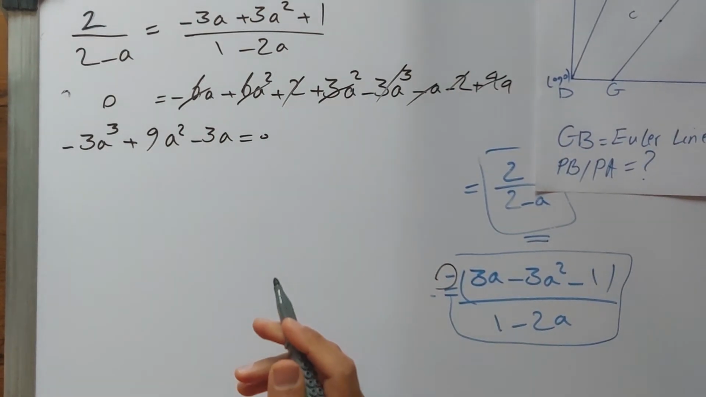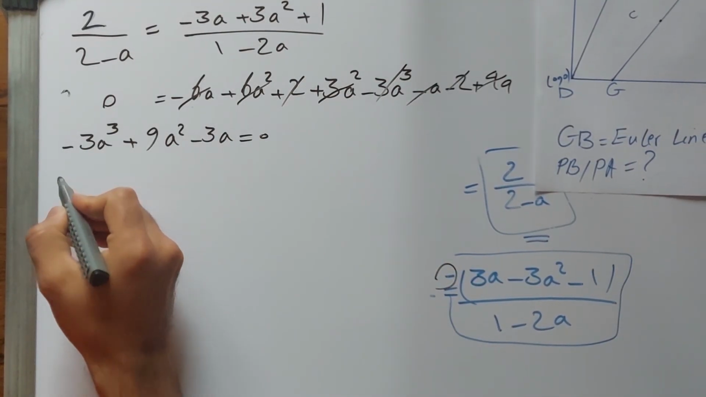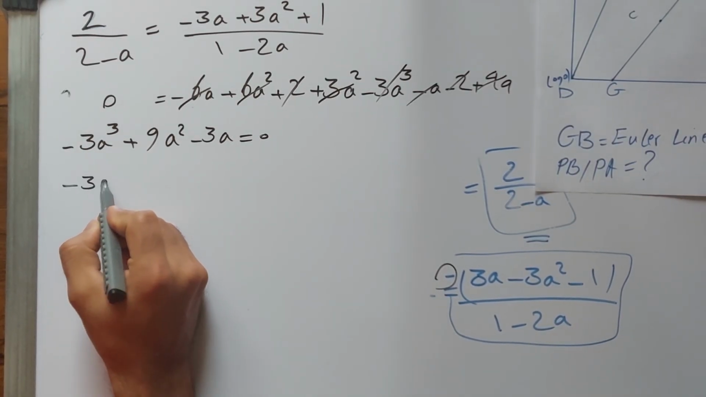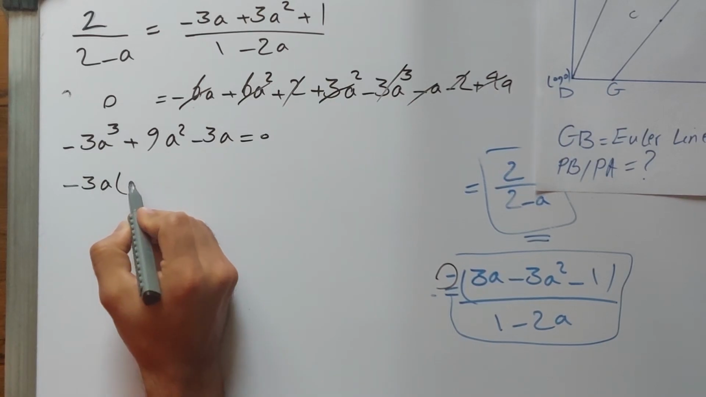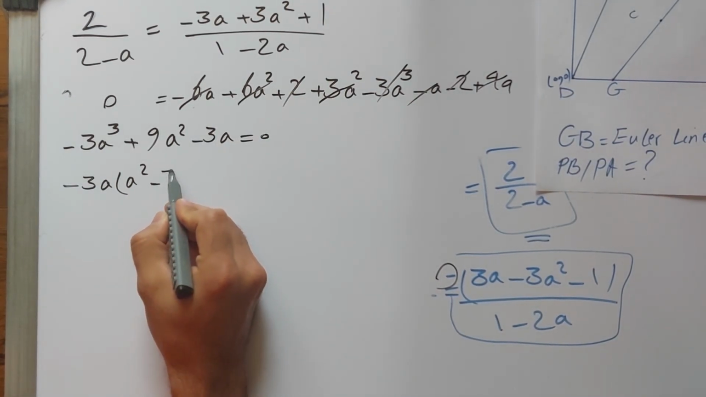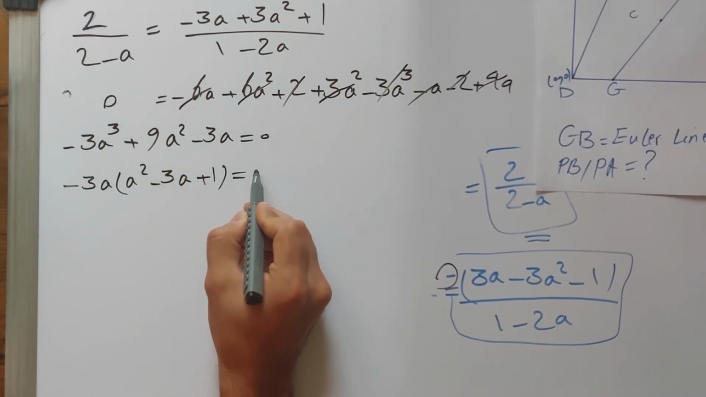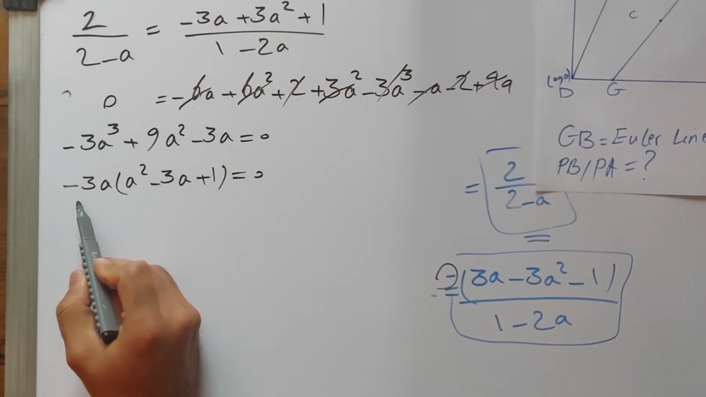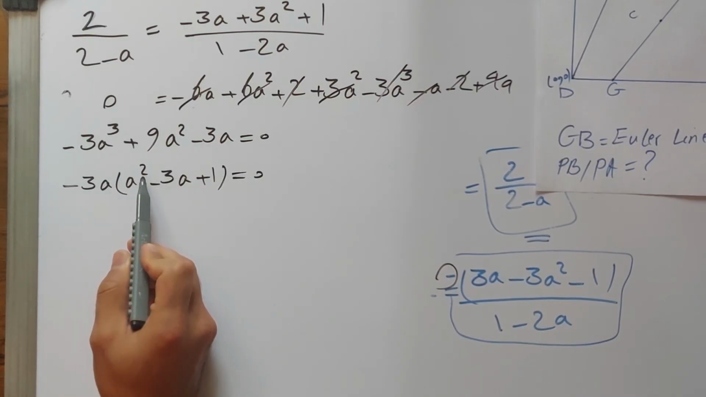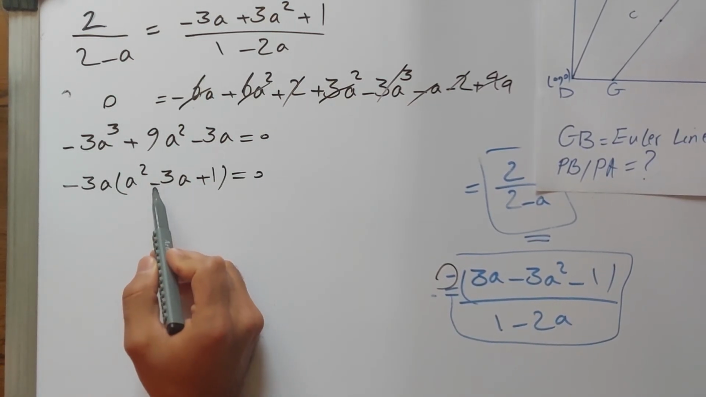So we have now a third degree cubic equation, and luckily there is no constant term, then we can solve for a. So let's factor minus 3a. So minus 3a times a squared minus 3a plus 1 equals 0, right? So let's just make sure if it is correct. So minus 3a squared, 3a cubed, 9a squared, and minus 3.